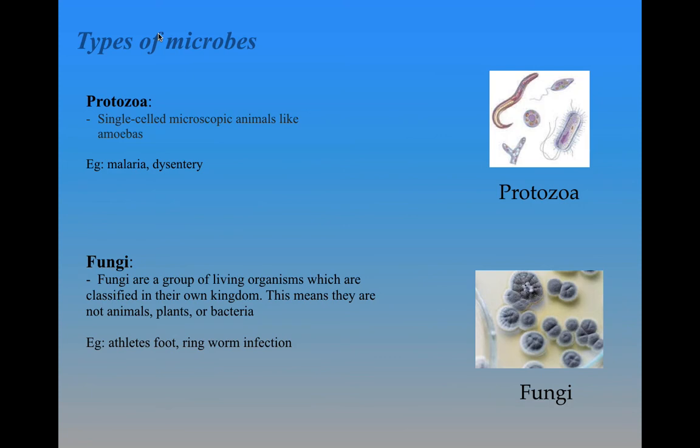Coming to protozoa, it is a single-celled microscopic animal like amoeba. The diseases caused by protozoa are malaria and dysentery. Coming to the last type of microorganism, that is fungi. They are a group of living organisms which are classified in their own kingdom. This means they are not animals, plants or bacteria. The diseases caused by fungi are athlete's foot and ringworm infection.